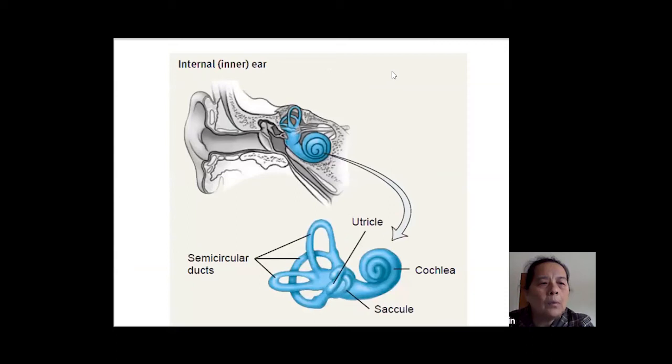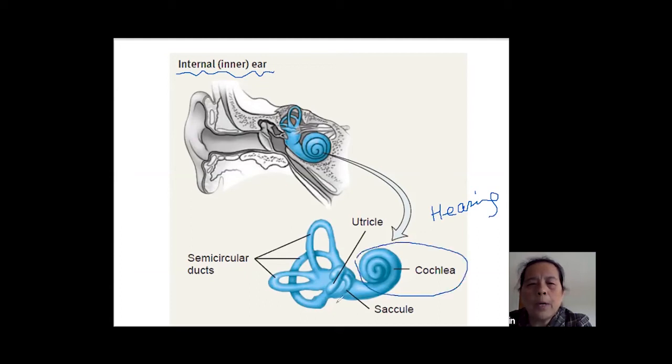Then we come to the inner ear. With the inner ear, the relationship is mainly with the ear function. So generally we say we have two functions for the ear. One is hearing. People can hear other people speak or some other sounds coming from nature. That's the cochlear area.